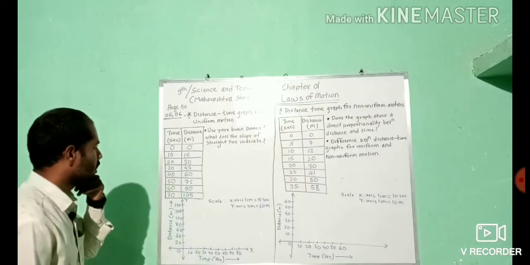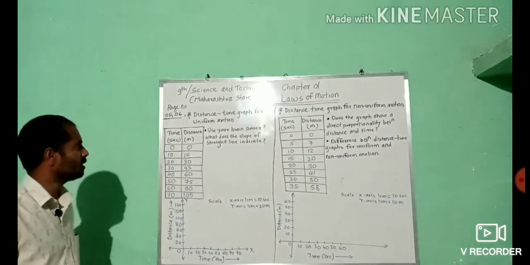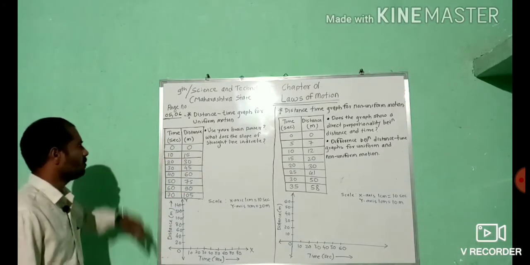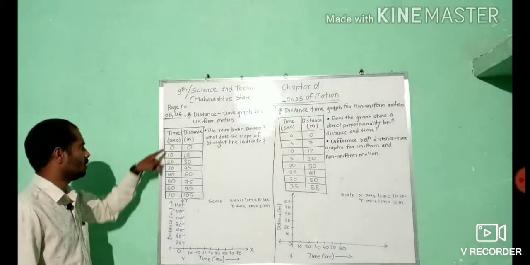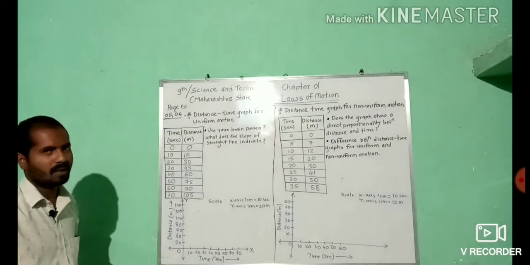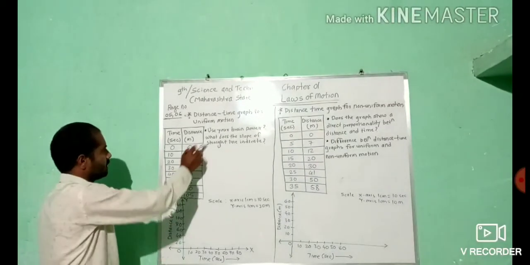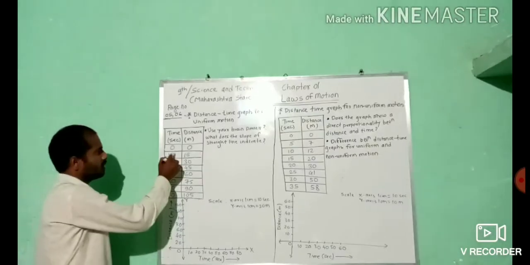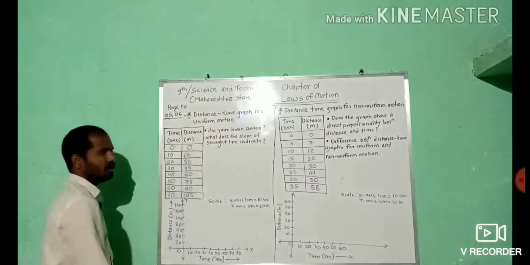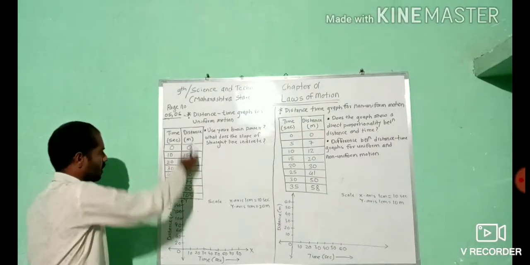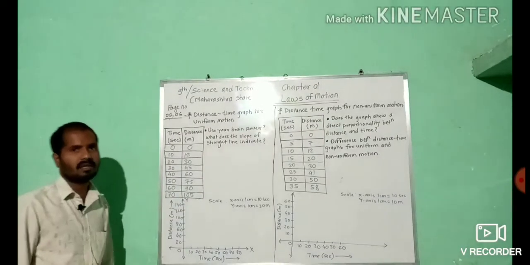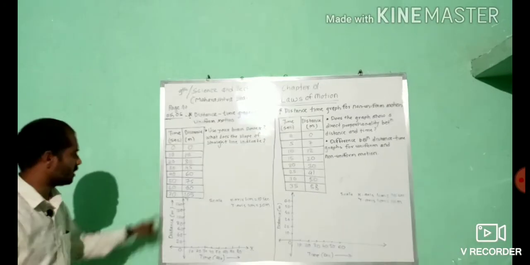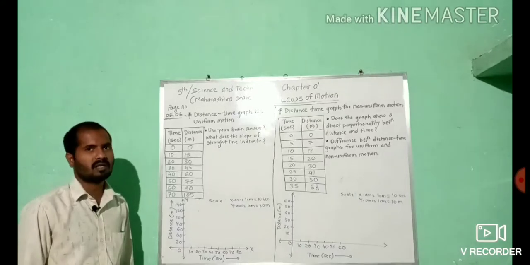So here the example is that there is one car which is covering some distance in some equal intervals of time. It covers 15 meter within 10 seconds. After a further 10 seconds, the car covers another 15 meter. Likewise, the car covers a 105 meter distance in 70 seconds.